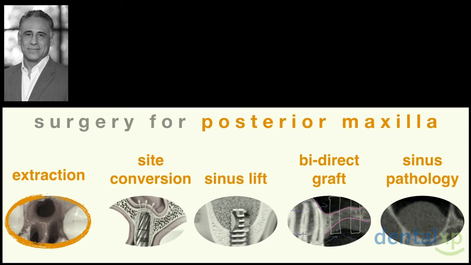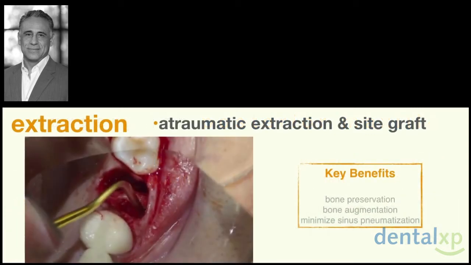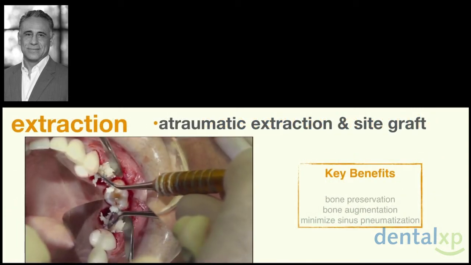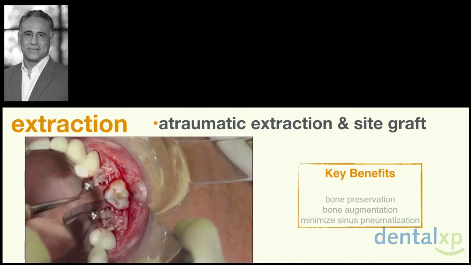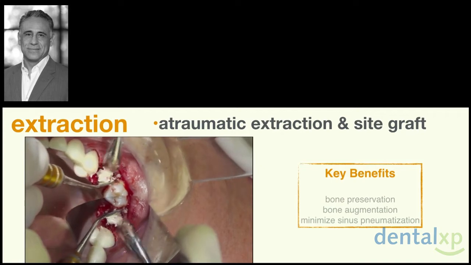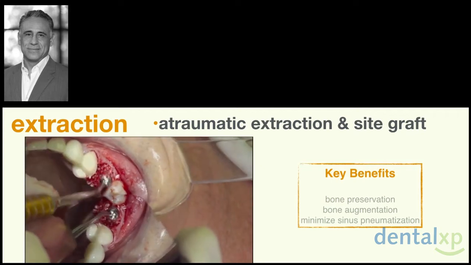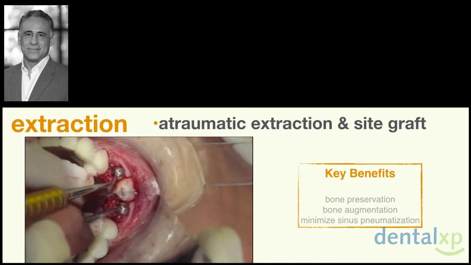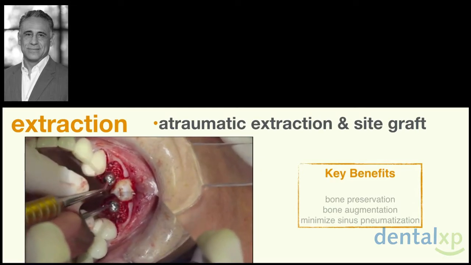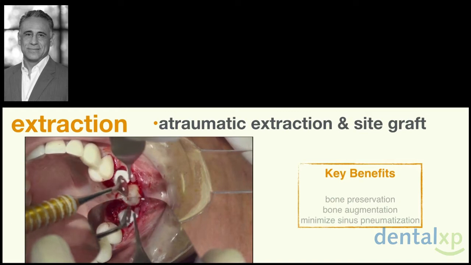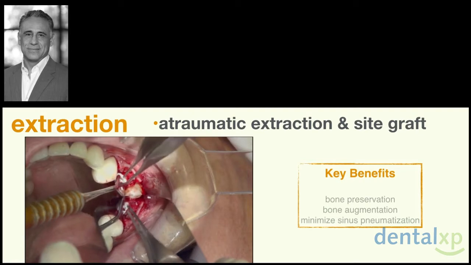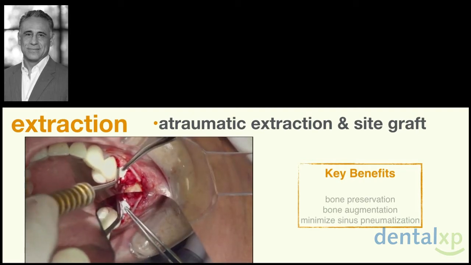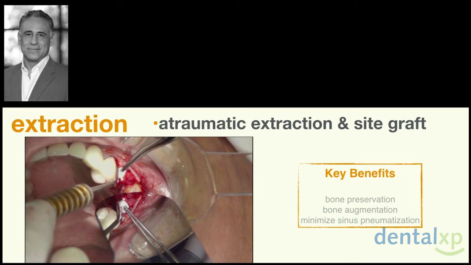So today, in discussion of the posterior maxilla, I'm going to run through several relevant topics. First, starting by extraction. Let's get back to the basics. Atraumatic extraction. Doing it in a way that we can preserve the bone that we have. And doing site graft. Certainly very effective in augmenting and preserving the ridge, so that when we place the implant later on, we can place it ideally. Of course, the key benefits from the standpoint of bone preservation: site graft is bone preservation, bone augmentation, and also probably minimizing sinus pneumatization, which is something that we expect to see.